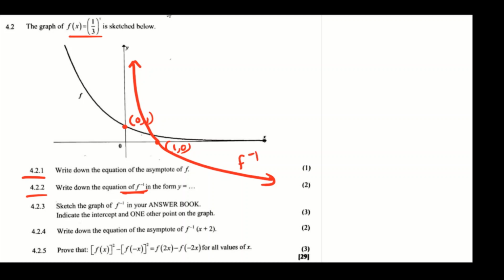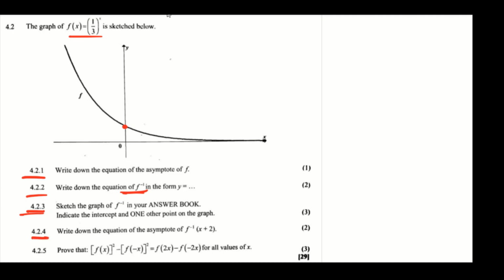What's important is this coordinate form here of 1 and 0 that you need to indicate to get your 2 marks. So 1 mark for that point and 1 mark for the shape. Let's go to 4.2.3, we just did it, right?